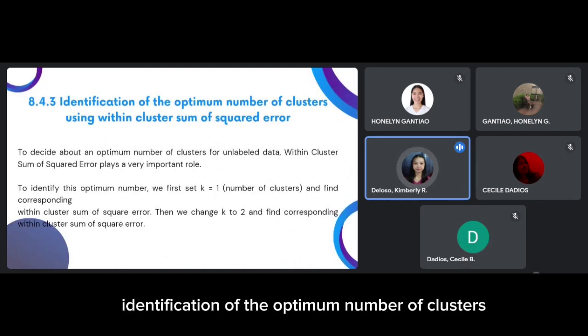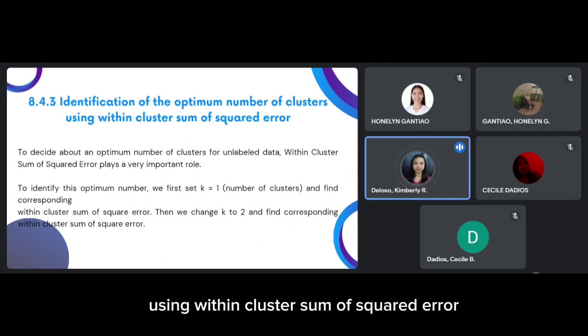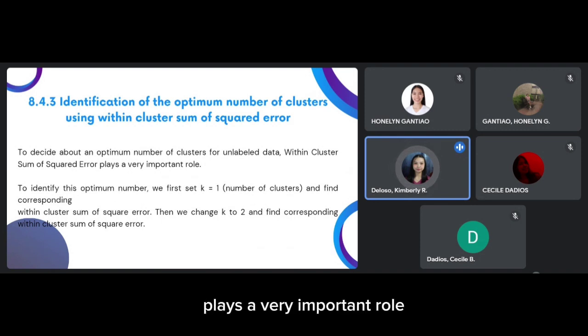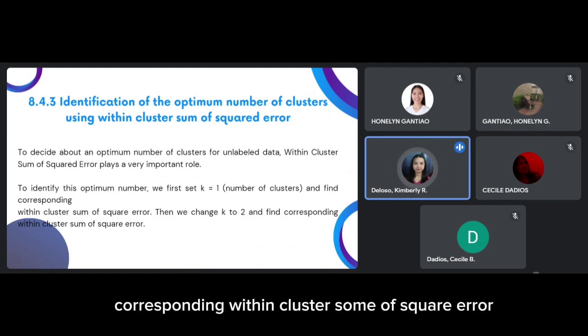Identification of the optimum number of clusters using within cluster sum of squared error. To decide about an optimum number of clusters for unlabeled data, within cluster sum of squared error plays a very important role. To identify this optimum number, we first set k is equal to 1 number of clusters and find the corresponding within cluster sum of square error.